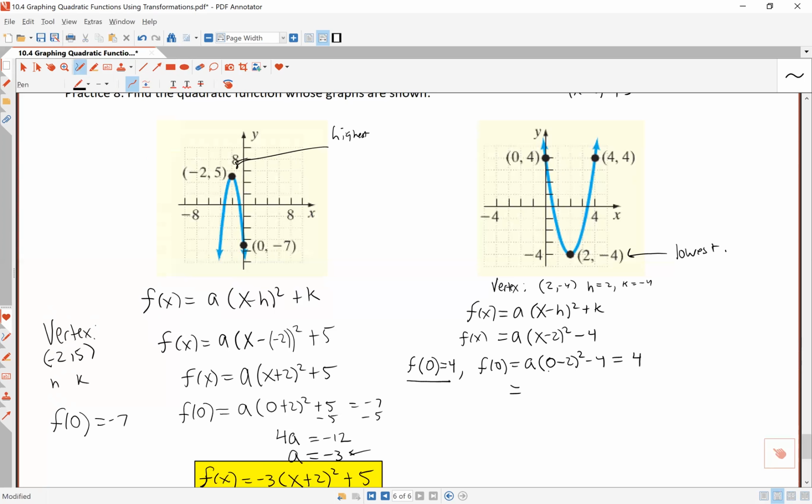F of 0 equals 4, so I plugged in 0, and that output is 4. So -2 squared is 4a. Adding 4 to both sides gives us 8, so a is 2. It makes sense because we went over 2 and up 8. Normally we go over 2 and up 4. And so f of x is a times x minus h squared plus k.